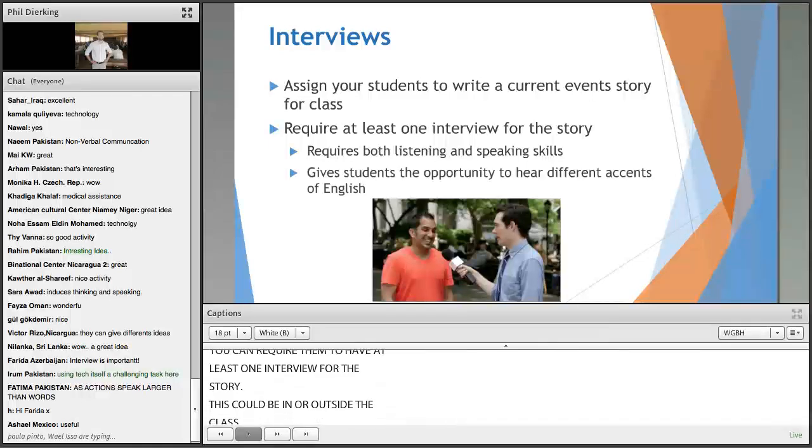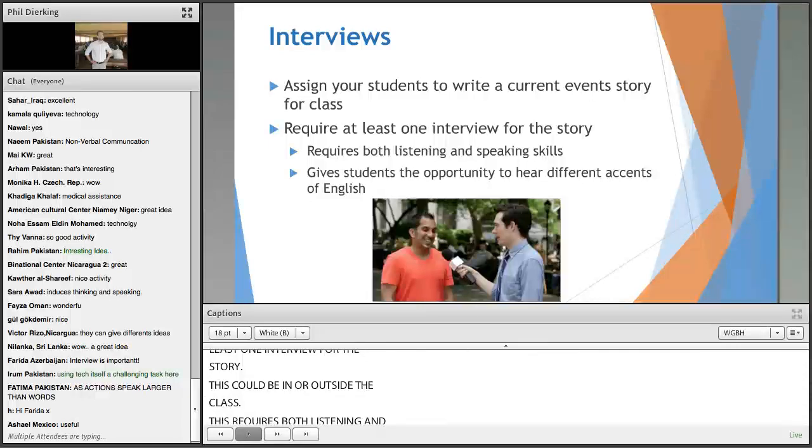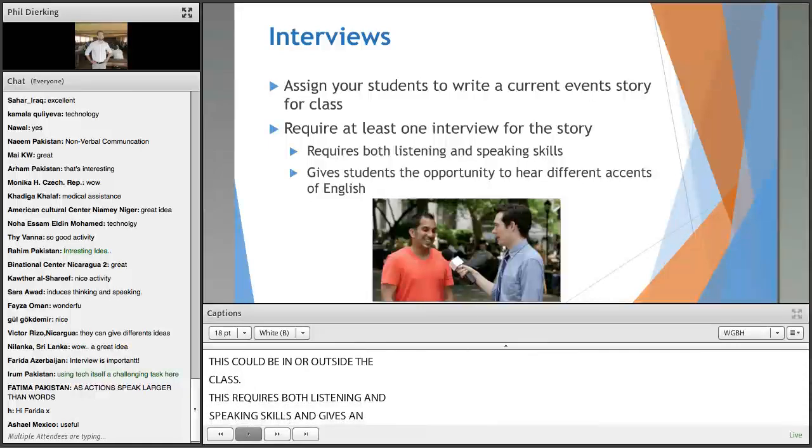And this gives them the opportunity to hear different accents in English. And it's a way to get your students out of their desks and interacting with people and using authentic language.